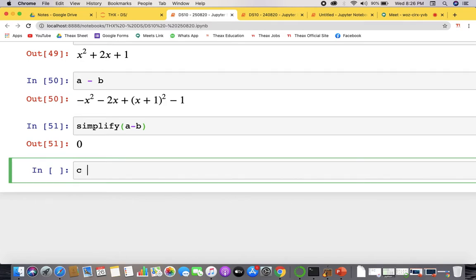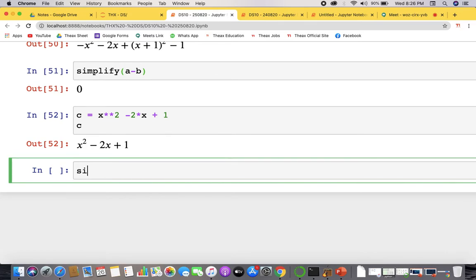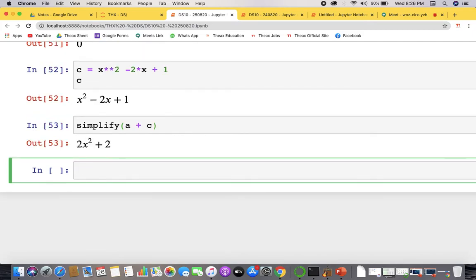Okay, let's say there's C, and this is x square minus 2x plus 1. So this is your C. If we simplify A plus C, this is the value, right? So this is the simplify function. If you have any algebraic expression and you want to simplify it, we can do it with the simplify function and you can find other things.